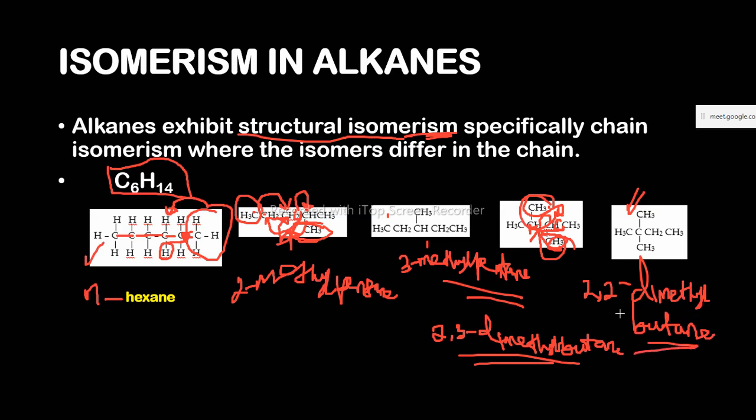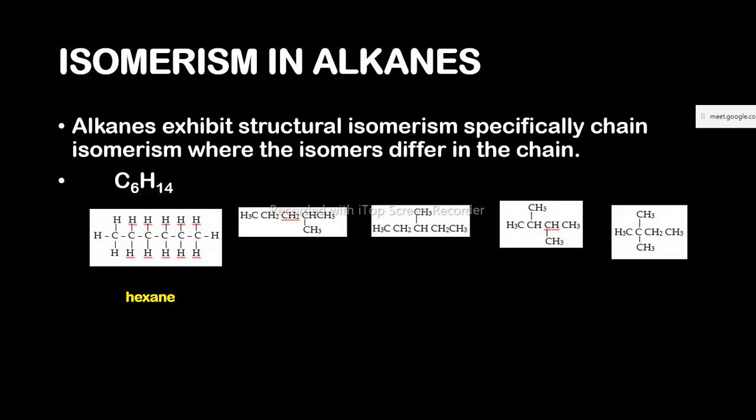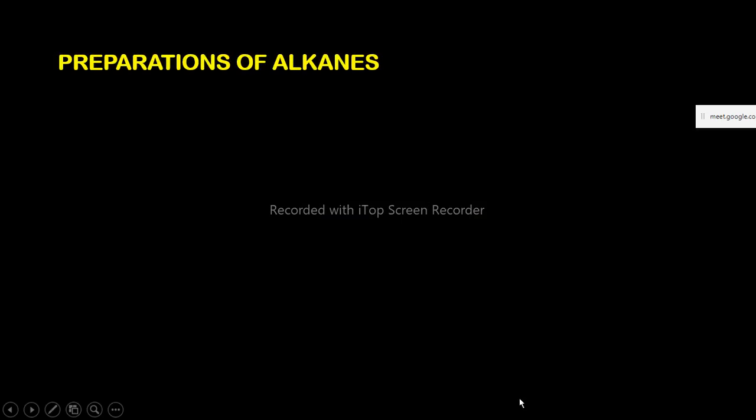But if you tend to forget the IUPAC rules, then it becomes killer. So that is basically isomerism, and alkanes do exhibit structural isomerism. Any question as far as isomerism and nomenclature is concerned before we see how they are prepared?